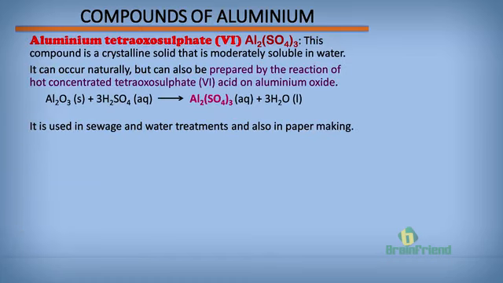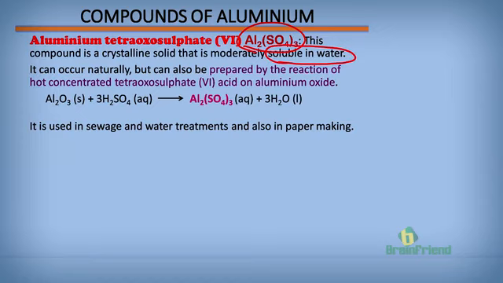Now, this compound is also amphoteric, and it is used in the dyeing industry to cause dyes to stick to clothes. Next we have aluminium tetraoxosulfate 6. Here is the formula for aluminium tetraoxosulfate 6. Now, this compound is a crystalline solid that is moderately soluble in water. So it is not completely soluble in water.